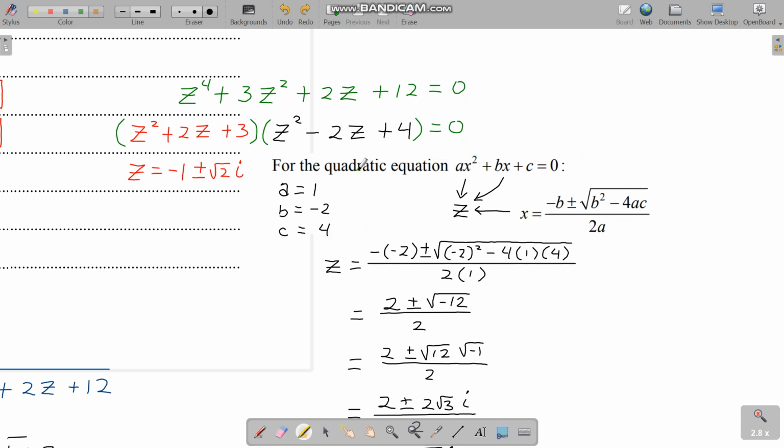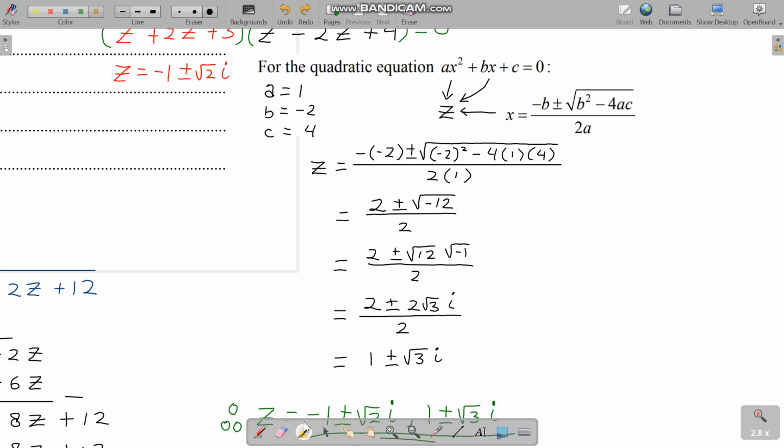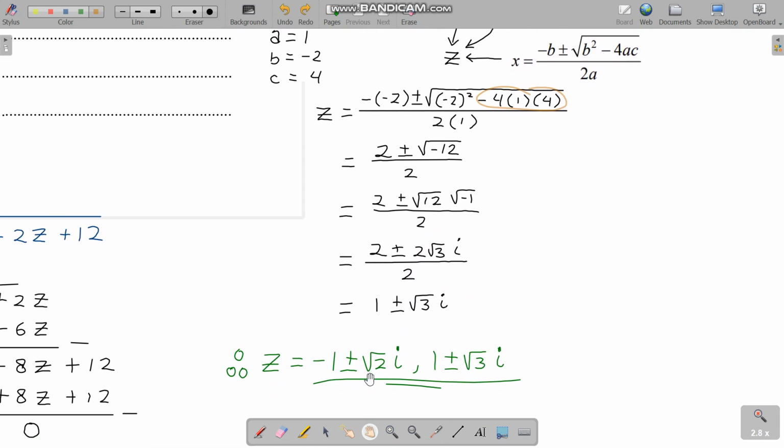The z is x, the a, b, c are 1, minus 2, 4, plug into the calculator. You see here, this is positive 2, this is 4, and this is minus 16, so we get 4 minus 16 is minus 12. So the square root of minus 12 is root 12 times root minus 1. Root minus 1 is i, and root 12 is 2 root 3. So divide by 2, we get 1 plus minus root 3i, which means we have all 4 roots now.